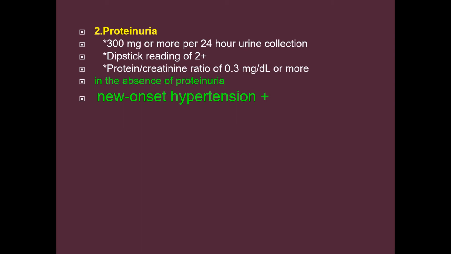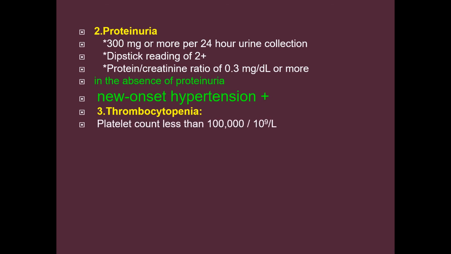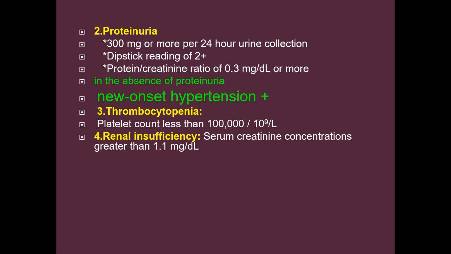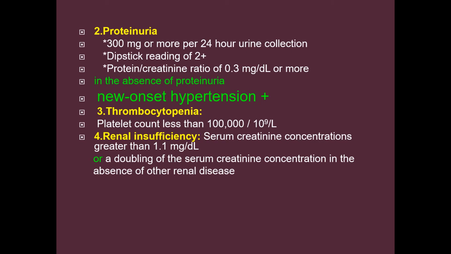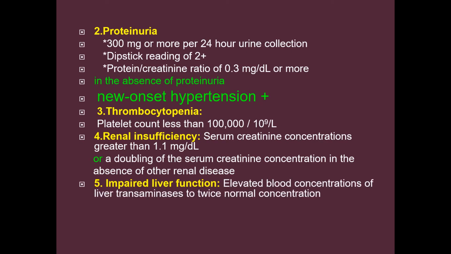new onset hypertension is accompanied by any of the following criteria: thrombocytopenia, platelet count less than 100,000 per liter; renal insufficiency with serum creatinine concentration greater than 1.1 mg per deciliter, or doubling of the serum creatinine concentration in the absence of other renal disease; impaired liver function with elevated blood concentration of liver transaminases, ALT and AST, twice the normal concentration; pulmonary edema; and new onset headache unresponsive to medication.